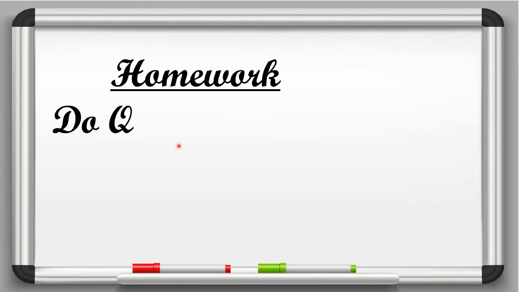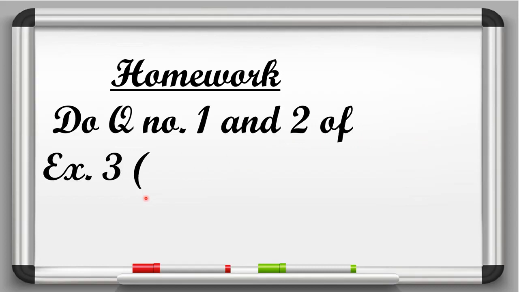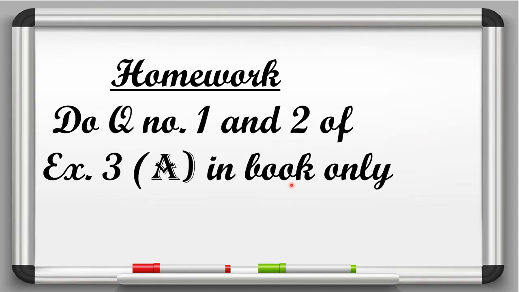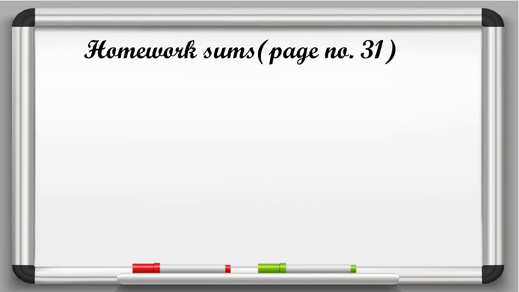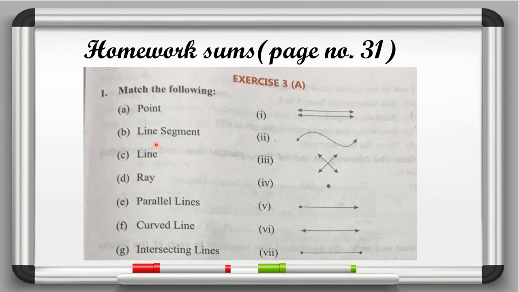Now beta, today's homework: do question number 1 and 2 of exercise 3A in the book only. Now I am going to show you the homework questions. The homework sums are given on page number 31 in your book. In question number 1 it is given, match the following. This is point, line segment, line, ray, parallel lines, curved lines, intersecting lines. You have to match them with their symbols.